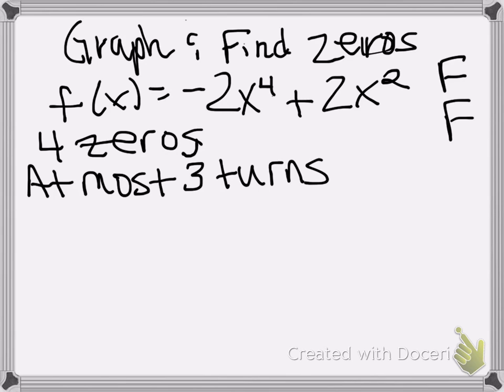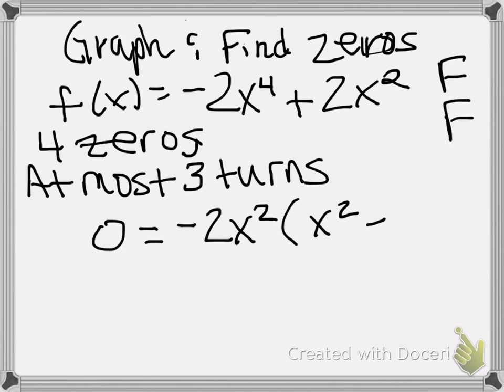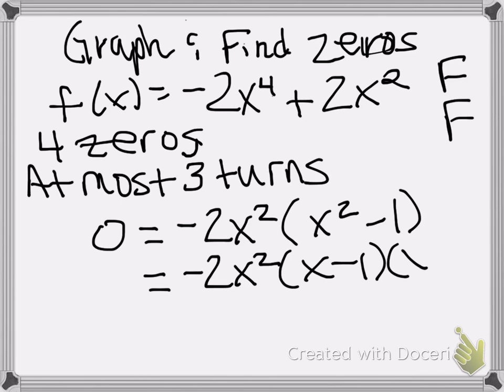Now let's go ahead and factor this, okay? If we factor that, we set that equal to 0. Let's take out a GCF of negative 2x squared. Okay, and that leaves us with x squared minus 1. Okay, and we know that can go further. Negative 2x squared, x minus 1, x plus 1. Now, hopefully that's easy for everybody, okay?